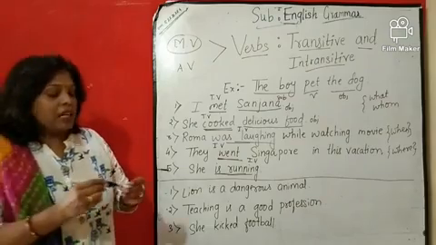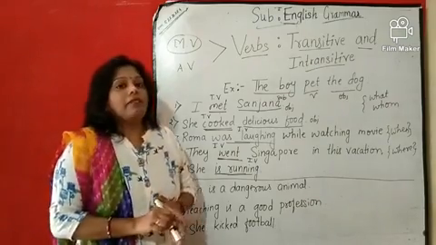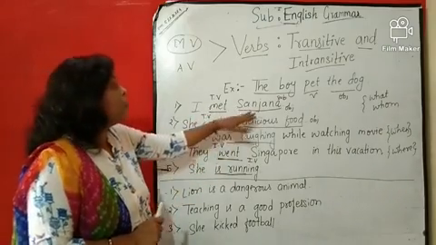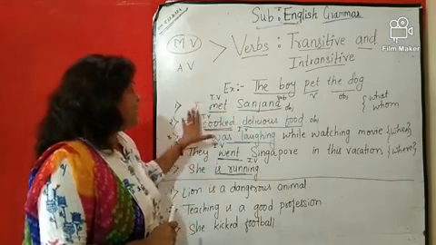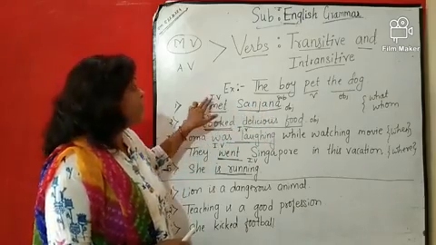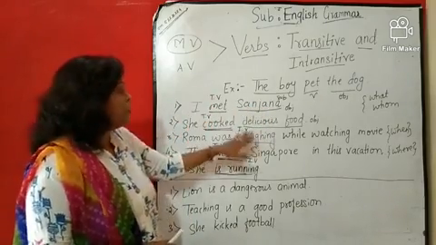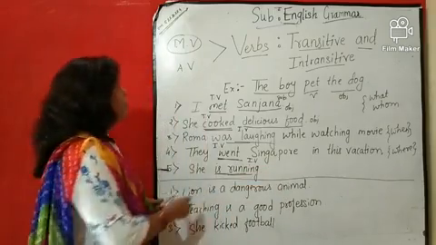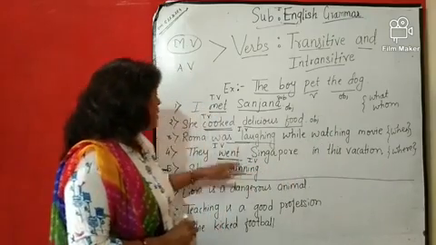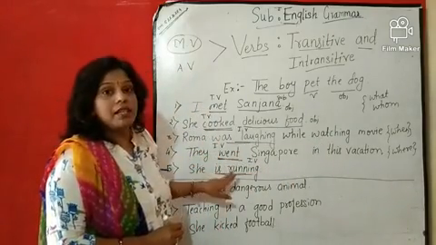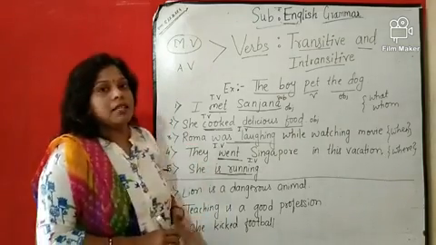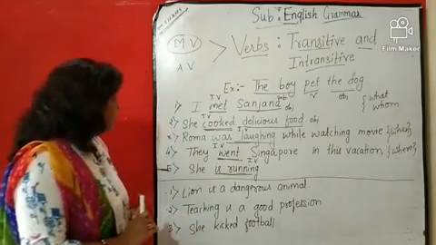So always remember, whenever an object is there in the sentence, then the verb is called a transitive verb. If an object is there in the sentence, then it is called the transitive verb. If there is no object in the sentence, then the verb is called the intransitive verb. Okay. So here are our transitive and intransitive verbs. I hope you understood this one now.